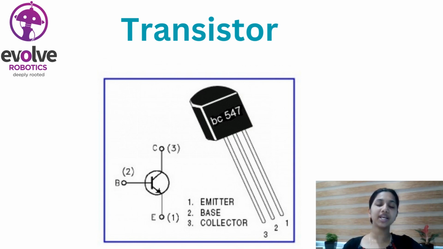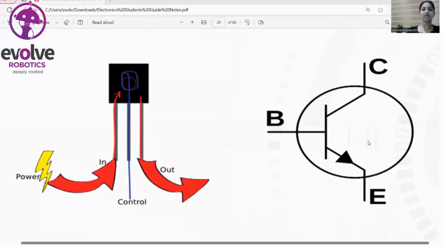So here I am explaining about the working of a transistor as a switch. Basically, the transistor has three terminals: emitter, base, and collector. This is the circuit diagram of a transistor which has three terminals: emitter represented as E, collector represented as C, and base represented as B. The base has a special role in acting like a switch.